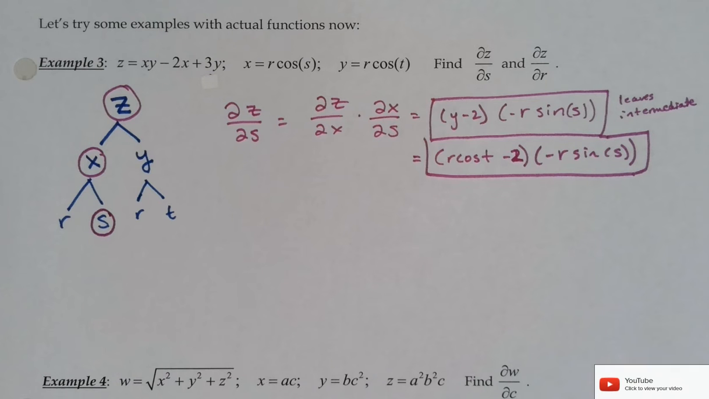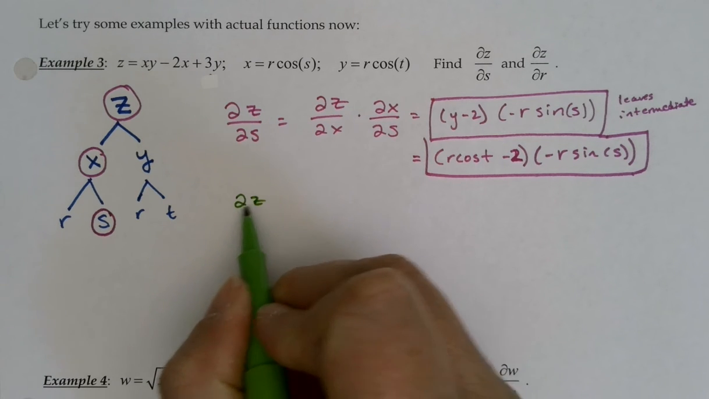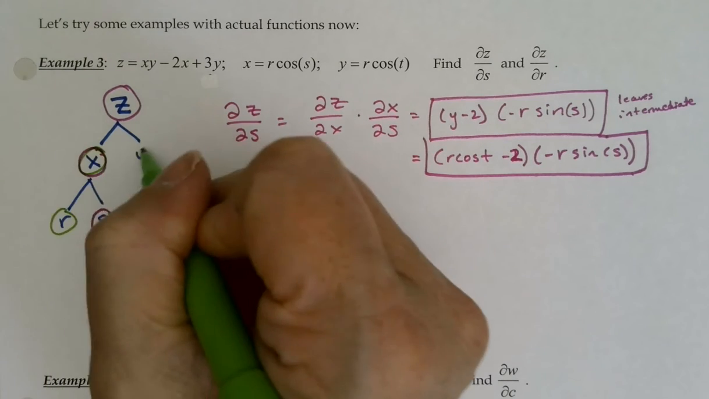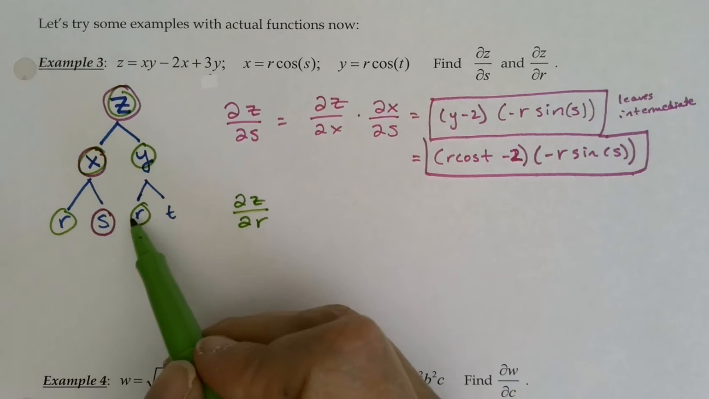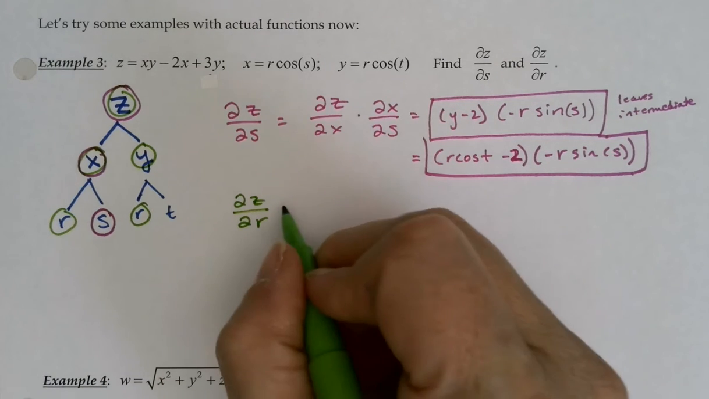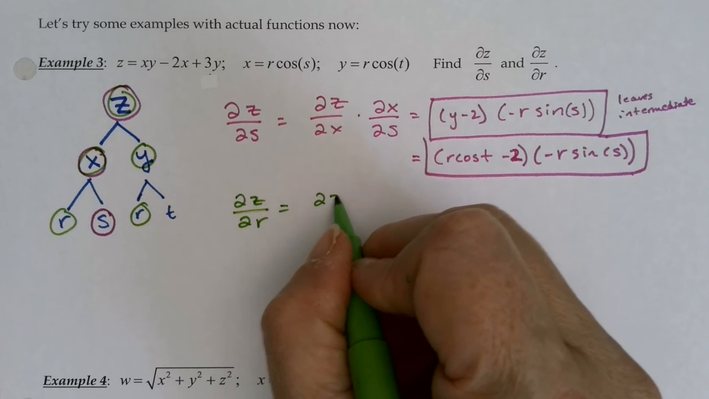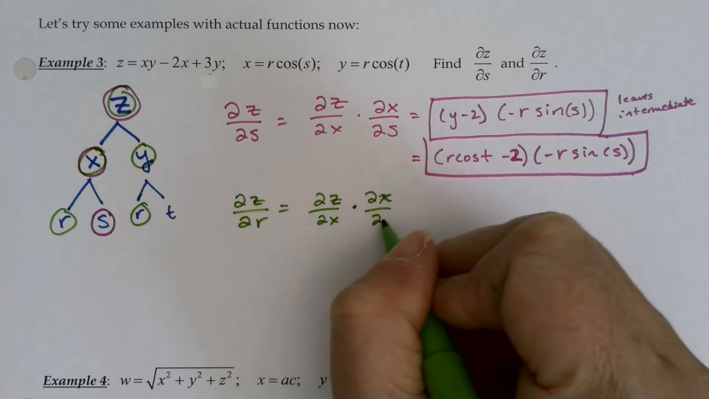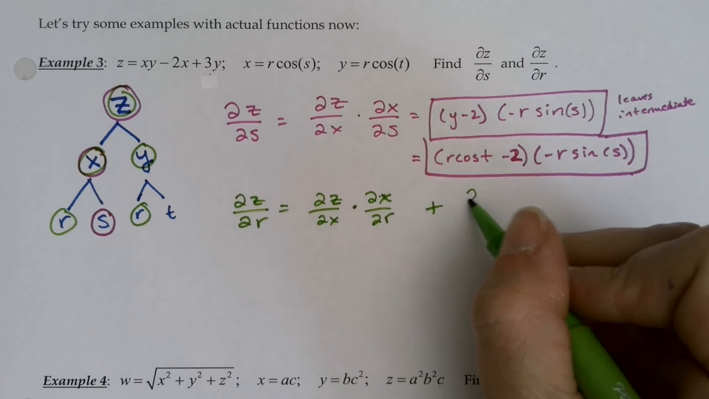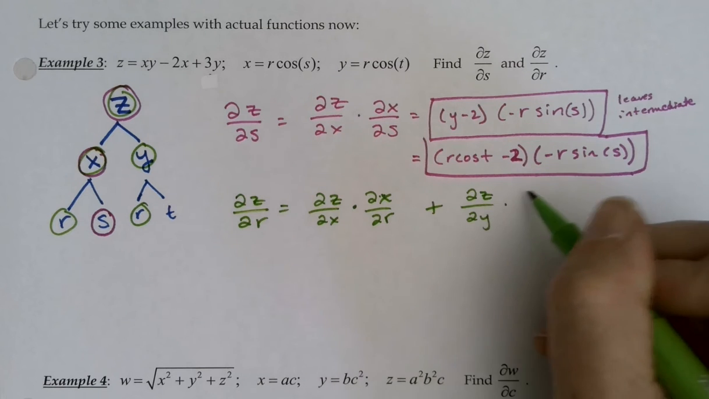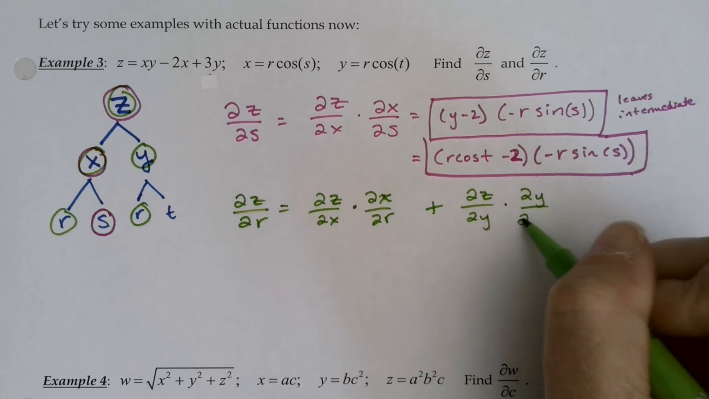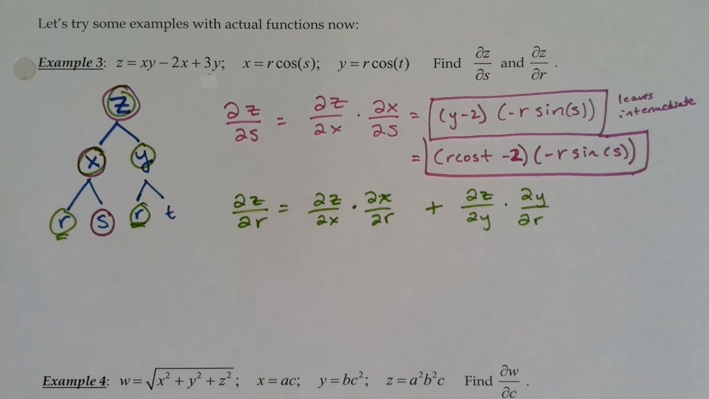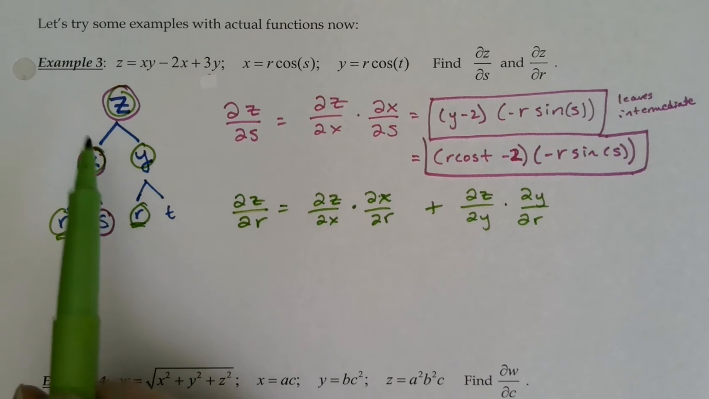All right, now what about the partial derivative of z with respect to r? Well, r has a couple more ways to get there. So it has two paths. So we're actually going to have to use both of them. So we'll have to take the derivative of z with respect to x times the derivative of x with respect to r. Then we'll have to add to it the derivative of z with respect to y times the derivative of y with respect to r. So we need two of them because there's two ways to get to r. r is here and here.